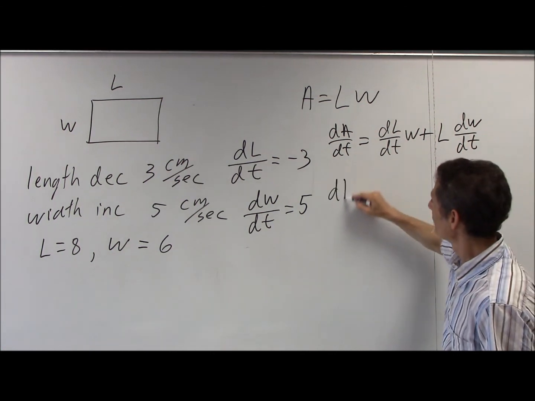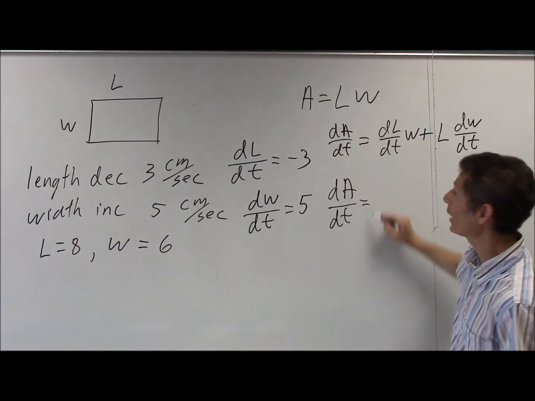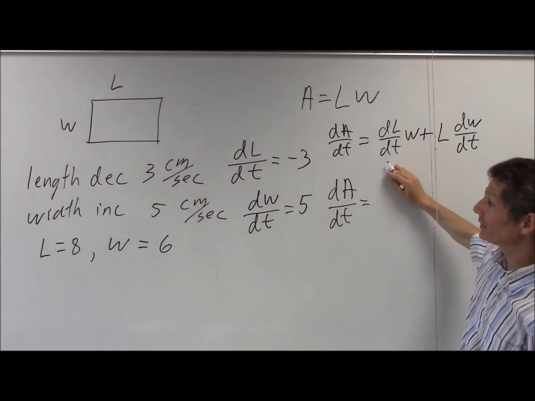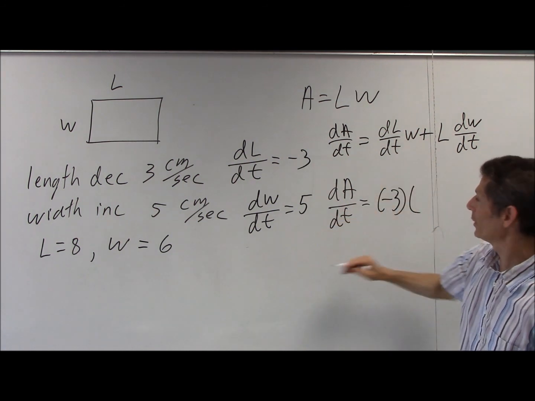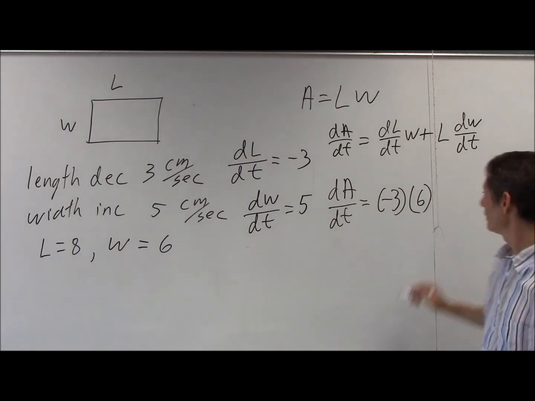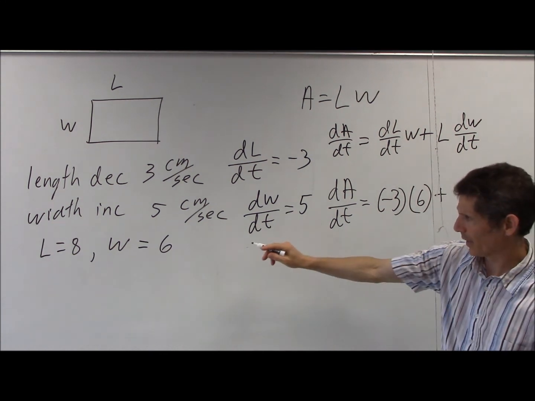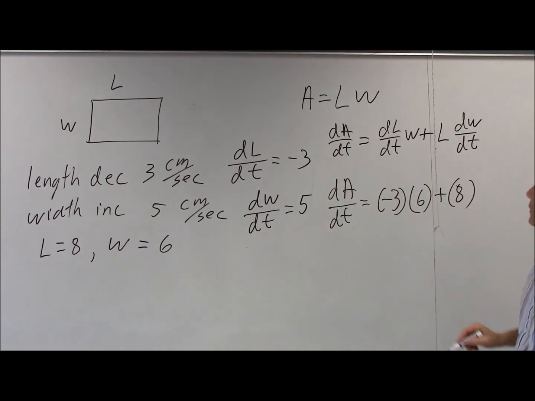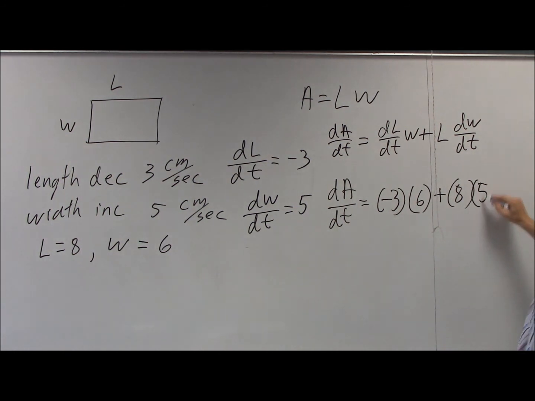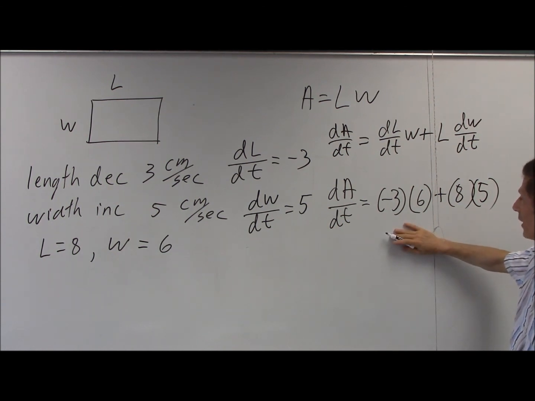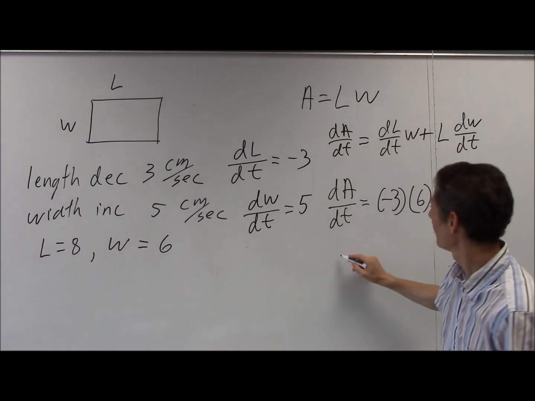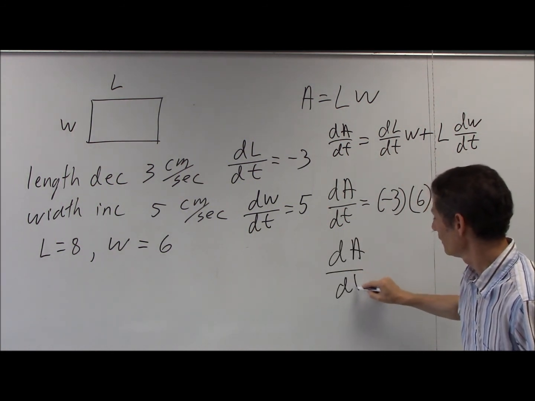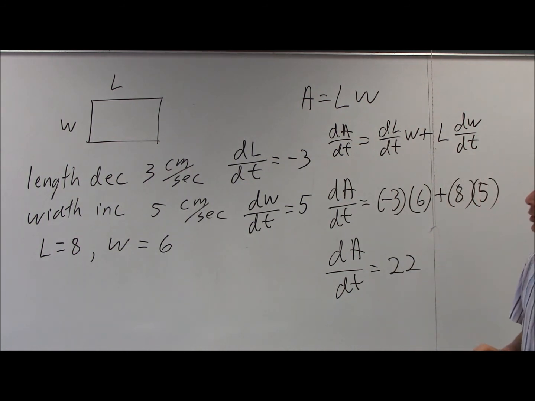I'm done. dA dt, that's what you're looking for. I'm looking for how the area is changing. The dL dt is -3. It's nice to have it all labeled. It makes it nice and easy. W is 6, that's going to be -18. Plus length, which right now is 8, and dW dt is 5. So that is going to be 40 minus 18. What is that? 22, I think. Okay, dA dt equals 22.